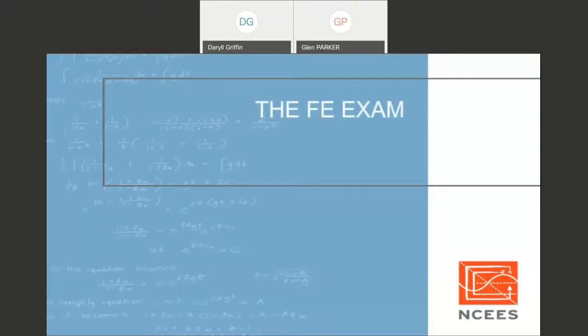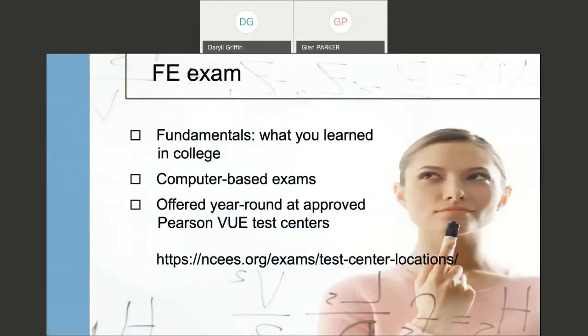Okay, let's talk a little bit about the Fundamentals of Engineering examination. It's called Fundamentals of Engineering because it covers what you studied in undergrad. So if you're going to take a discipline-specific exam, like electrical or mechanical, it'll obviously cover all the math and physics and thermodynamics and dynamics and all those sorts of things, but it'll also cover your specific discipline as well. And for the past 5 or 6 years, the FE exam has been computer-based.